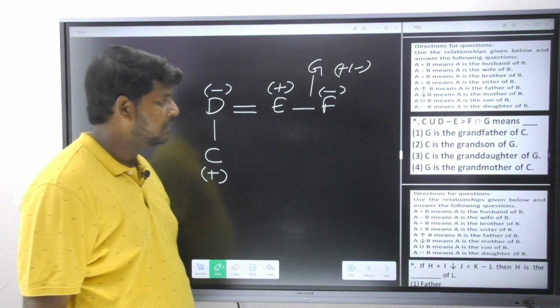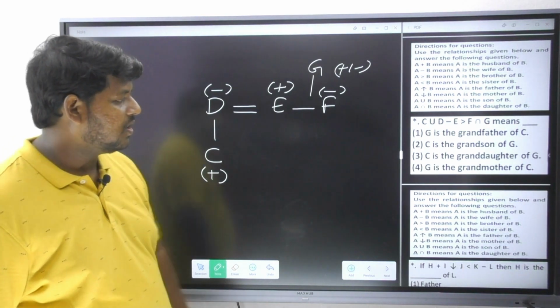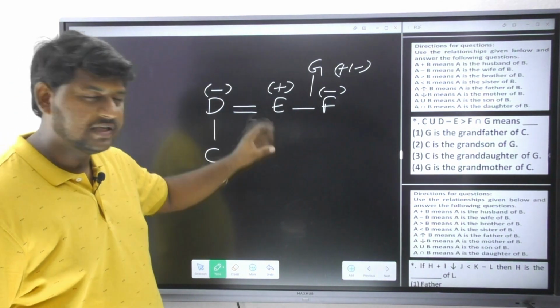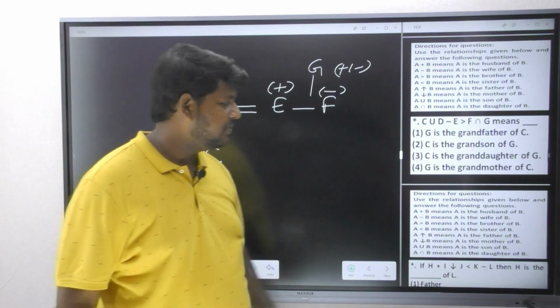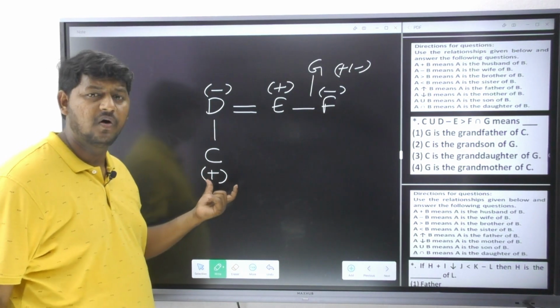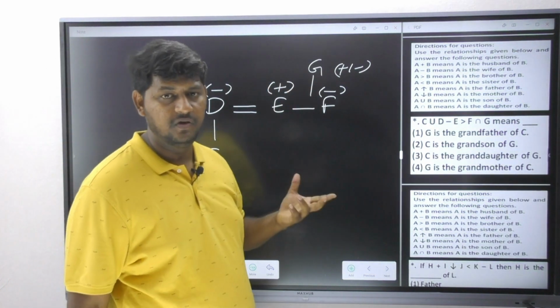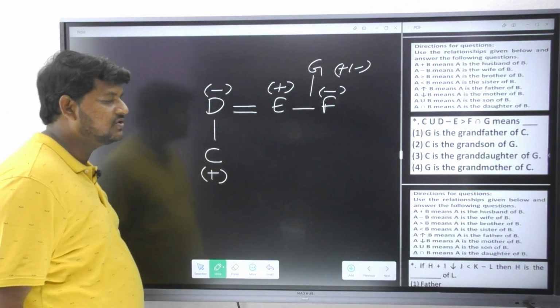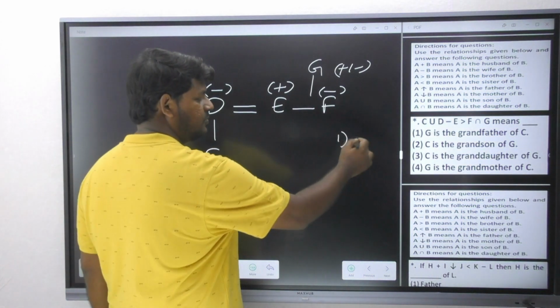Now, after understanding the solution, can you tell me which one is the correct option? G is the grandfather of C. How can you be so sure it is grandfather? Who knows, it could be a grandmother as well. So that is why the first option is wrong.